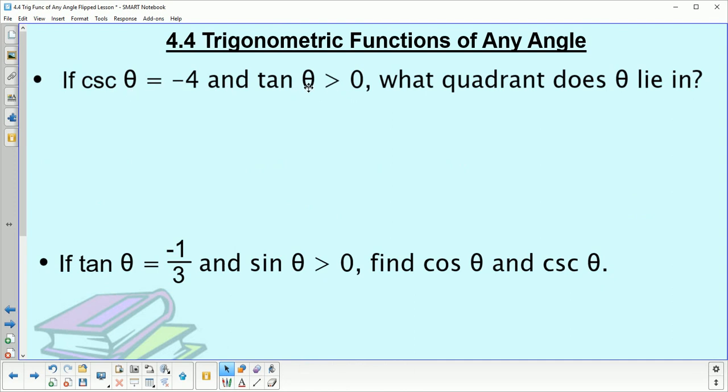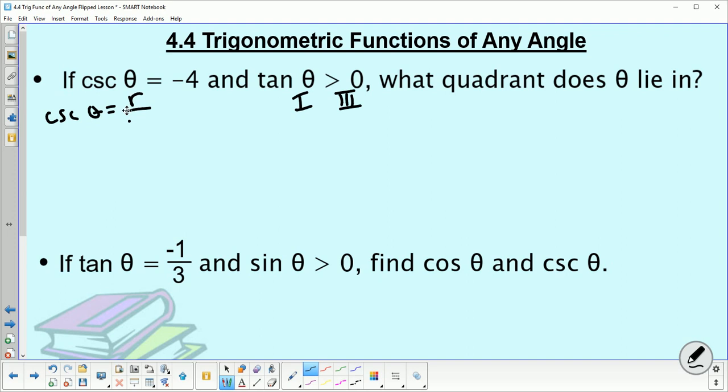Okay, an extension of an application like that, we can have that cosecant of theta equals -4 and tangent of theta is greater than 0. Well, tangent, remember, is greater than 0 in 1 and 3. Okay, we're going to need that piece of information in a minute. Cosecant of theta, remember, is equal to r over y. So this tells us that r over y equals -4, or probably a better way to write that is -4 over 1. But you need to remember, since r cannot be negative, r in this case actually has to equal 4, and y actually has to equal -1.